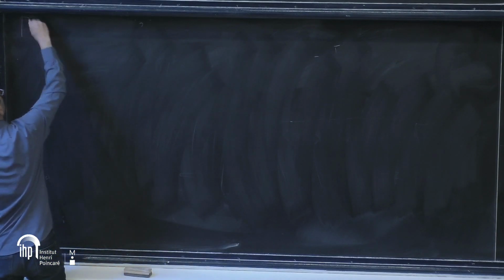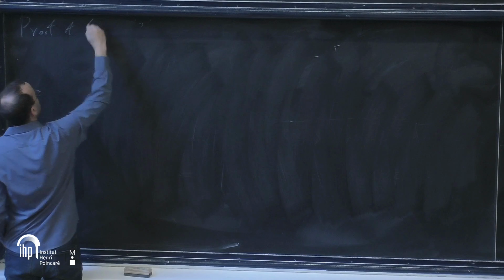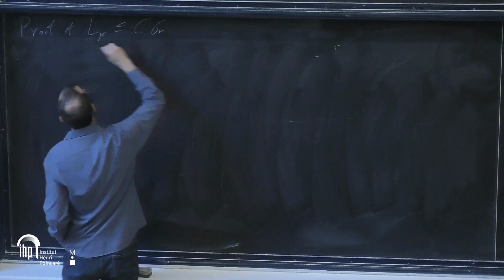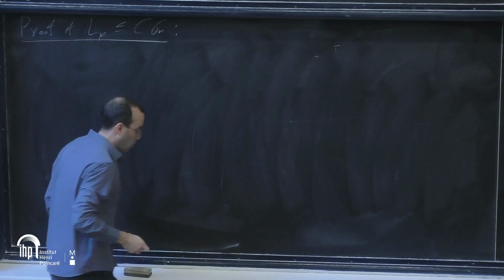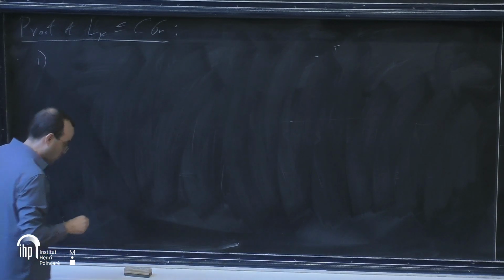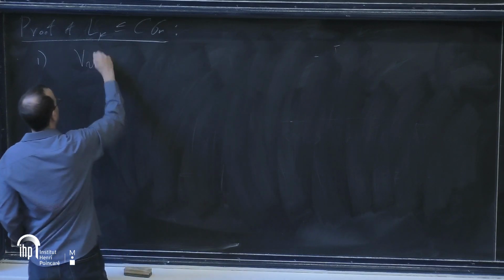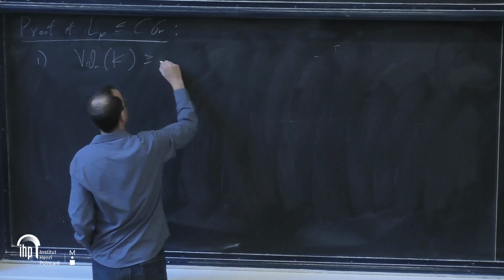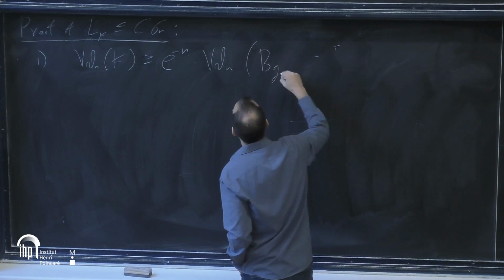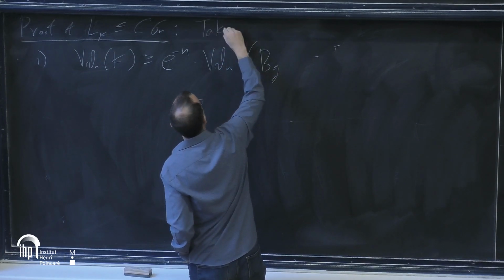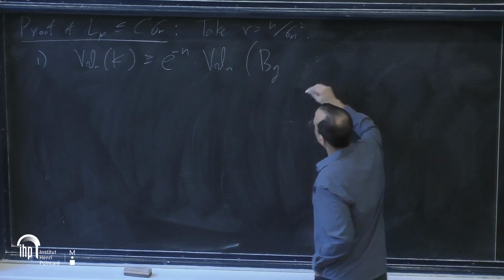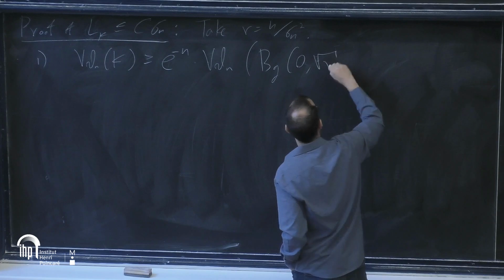Okay, so let's prove the theorem, the proof that L_K is smaller than C sigma_n. There will be two little inequalities that I'll prove in a second. One of them: we claim that the volume of K is at least e to the minus n times the volume of this Riemannian ball, where we take r to be n over sigma_n squared.